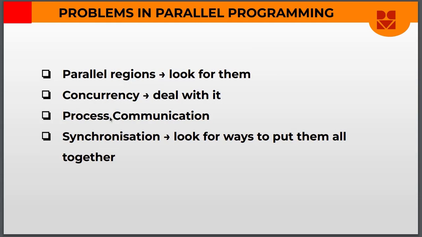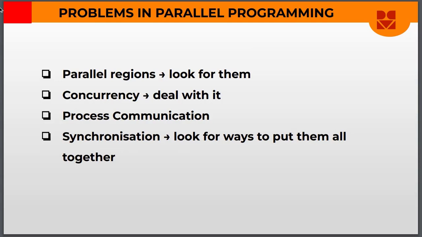How would a processor 0 or a processor know that, okay, I'm supposed to send data to this processor, and this processor would also be expecting data from another processor, and all those things. You have to deal with process communication. And then when you are done, look for a way to synchronize, put all the data or all the communication together.